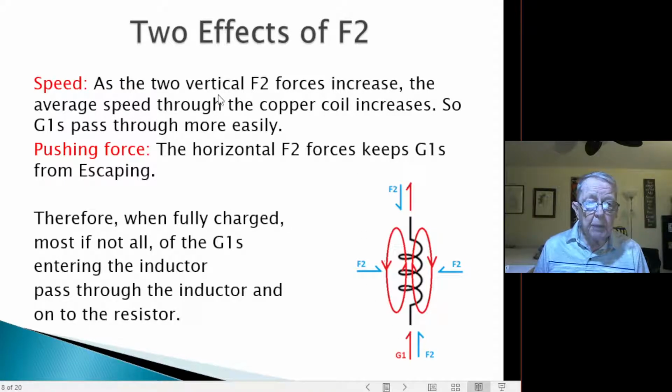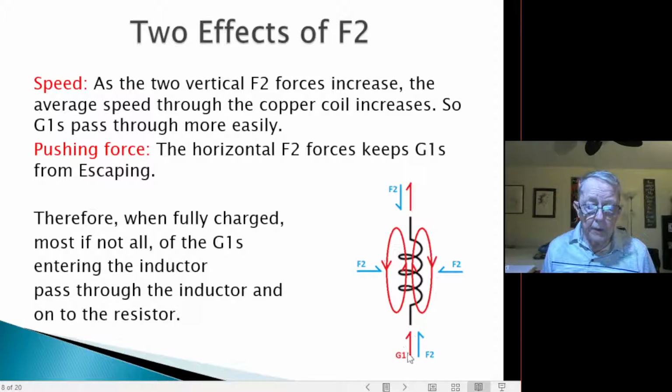the average speed through the copper coil inductor increases, so G1s pass through more easily. Just like I said, it happens in the diode and the transistor. The pushing force, there is a pushing force. The horizontal forces this way keep the G1s from escaping.